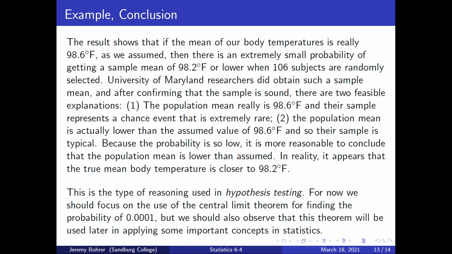Because the probability is so low, it is more reasonable to conclude that the population mean is lower than assumed. In reality, it appears that the true mean body temperature is closer to 98.2 degrees Fahrenheit. This is the type of reasoning used in hypothesis testing. For now, we should focus on the use of the central limit theorem for finding the probability of 0.0001, but we should also observe that this theorem will be used later in applying some more important concepts in statistics.